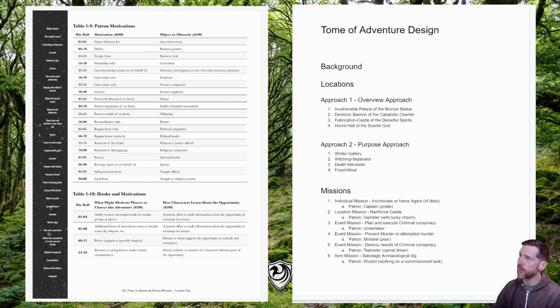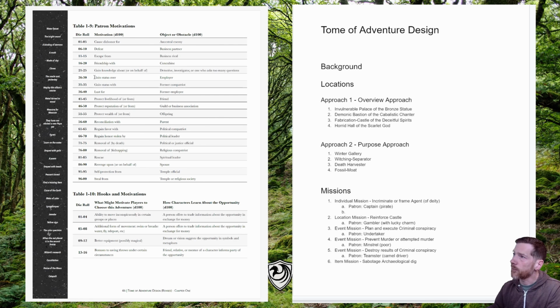The next series of tables tells us what is the patron's motivation. So why is the patron asking us to pick up this mission? So we'll roll on here 6 times. And this pirate captain wants to gain status over a former compatriot. So maybe this pirate captain used to be in cahoots with the agent of the deity.